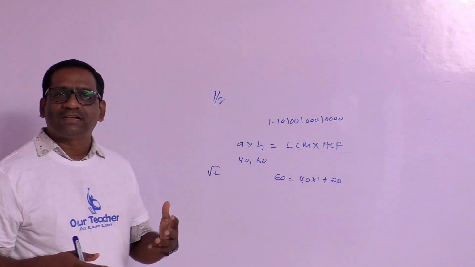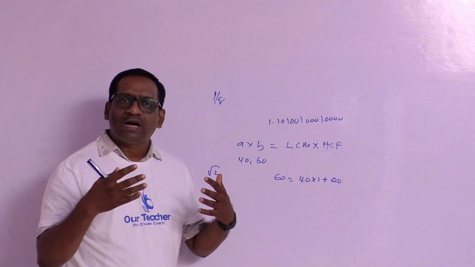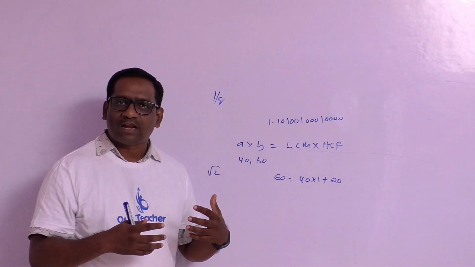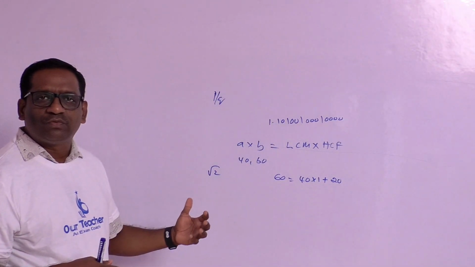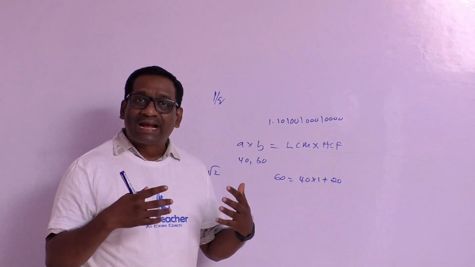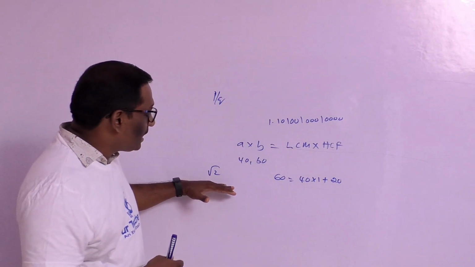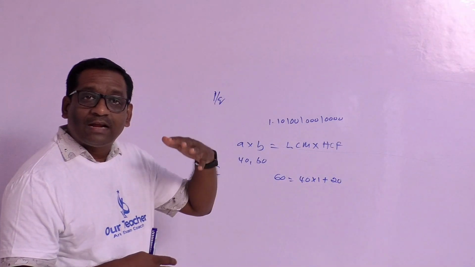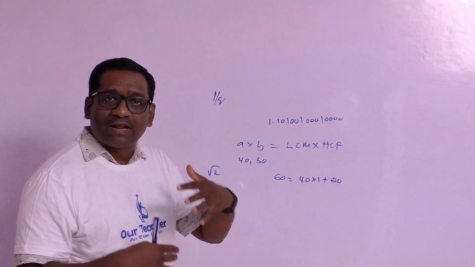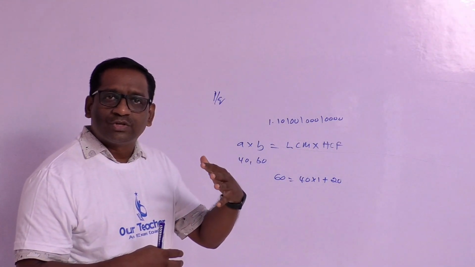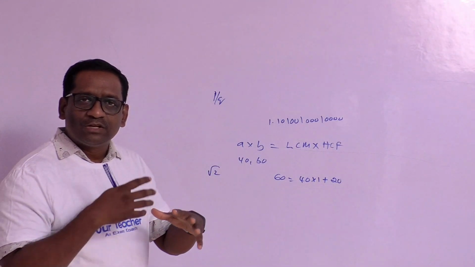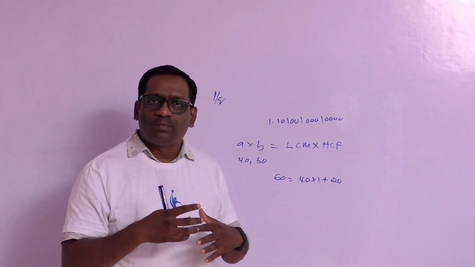Root 2 is irrational, already we know, but they will ask us to prove whether it is irrational or rational. So these sums we will prove with the help of contradiction. That means we will consider root 2 is rational, and at the end our assumption is going to be wrong, so that's why root 2 is irrational. In such a way we are going to prove these sums.